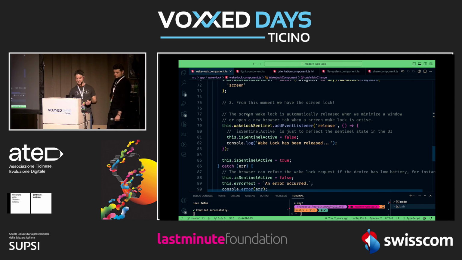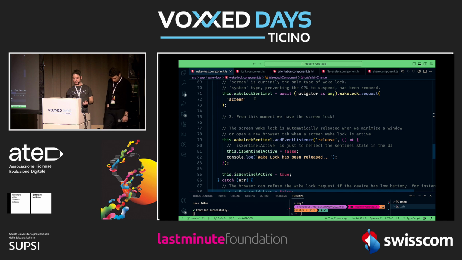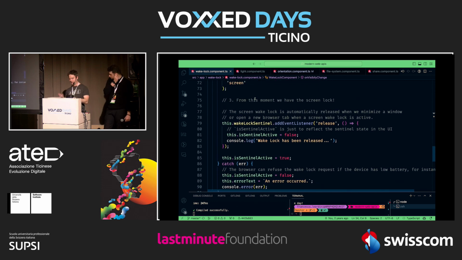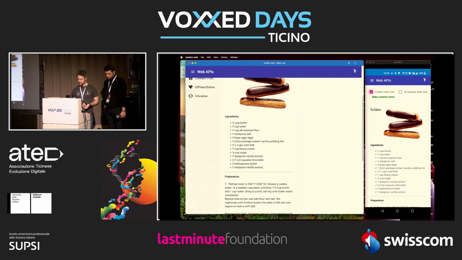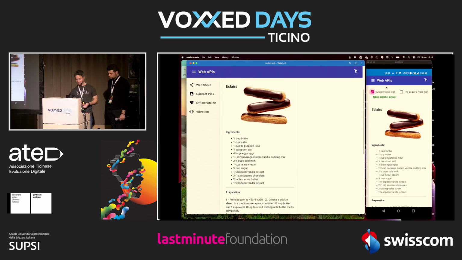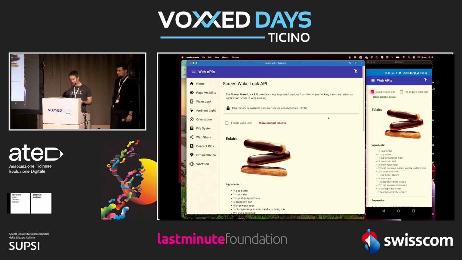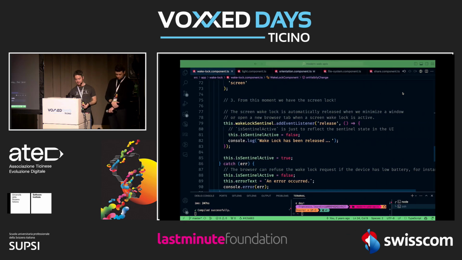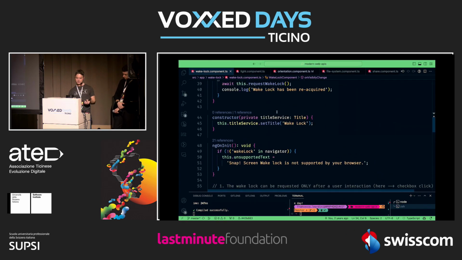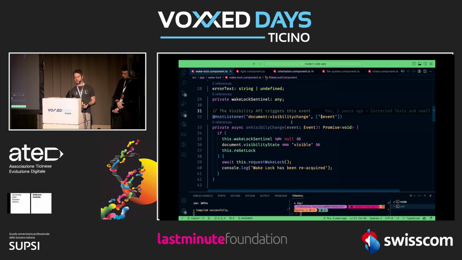Once we have this sentinel lock object, it will remain active until we go to another page. In that case, the lock is released. We can eventually also implement another kind of mechanism. For example, when we go away to another page, or minimize that page, we want, when we come back here, to automatically reacquire the lock. And this is possible by leveraging another API called visibility change.